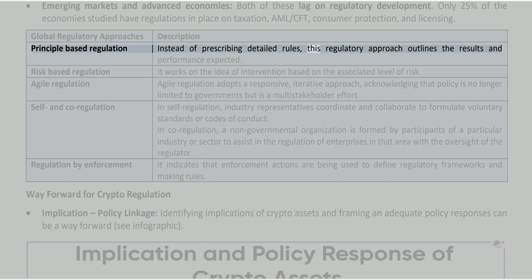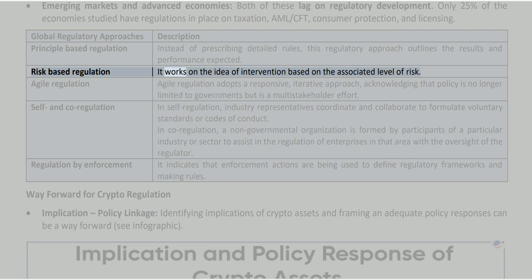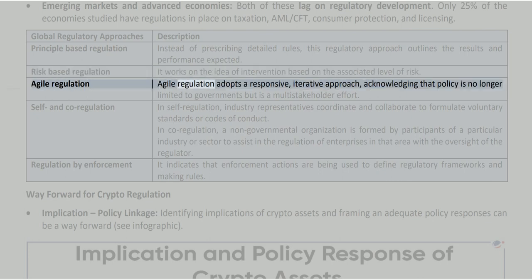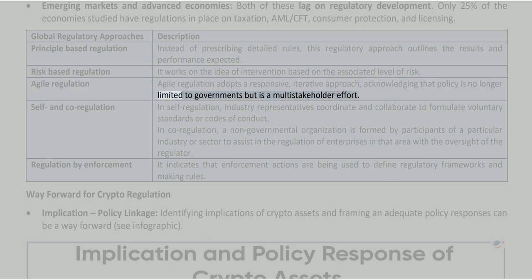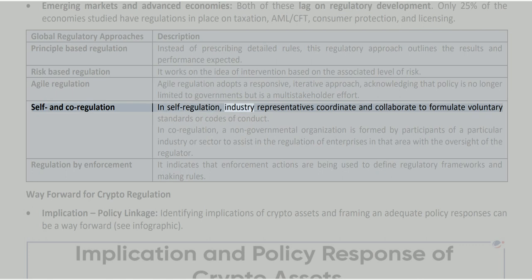this regulatory approach outlines the results and performance expected. Risk-based regulation: it works on the idea of intervention based on the associated level of risk. Agile regulation: adopts a responsive, iterative approach, acknowledging that policy is no longer limited to governments but is a multi-stakeholder effort. Self and co-regulation: in self-regulation, industry representatives coordinate and collaborate to formulate voluntary standards or codes of conduct.